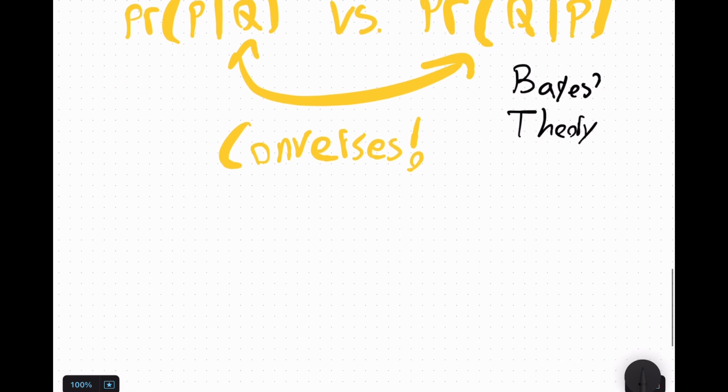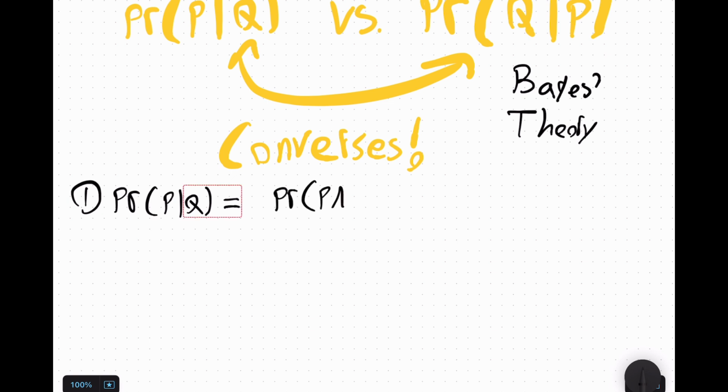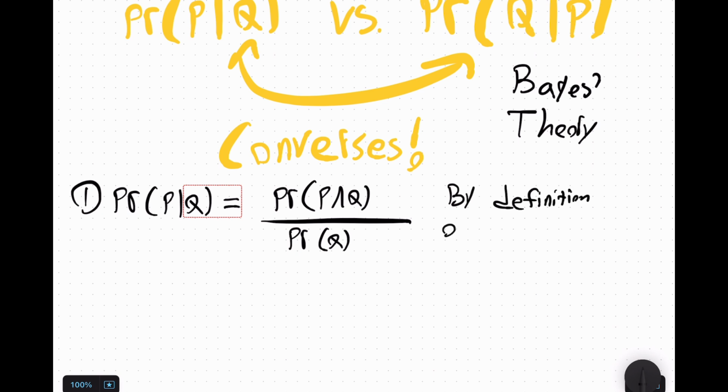So first, note that the probability of P given Q is equal to the probability of P and Q divided by the probability of Q. And that is, so to speak, by definition of a conditional probability.